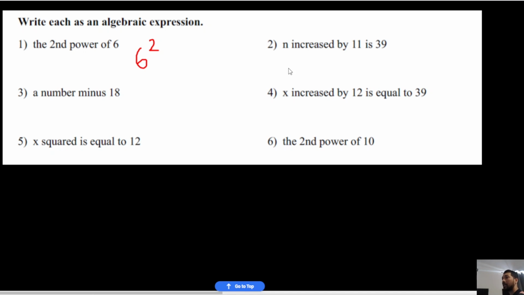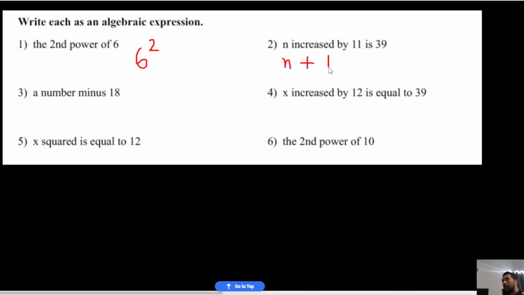Now the second problem is n increased by 11 is 39. So n increased by 11 is, we have this n, increased by translates into plus sign.